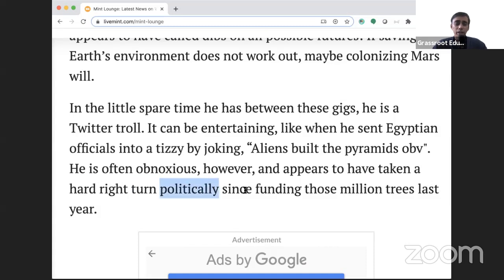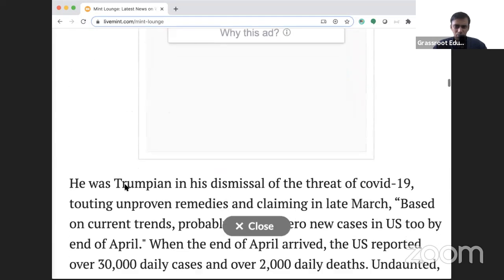Okay. So politically, since funding those million trees last year, punch the word million, those million trees last year. Okay. So obnoxious, as we discussed, unpleasant. Tizzy means to make them confused. Okay. Tizzy. All right.